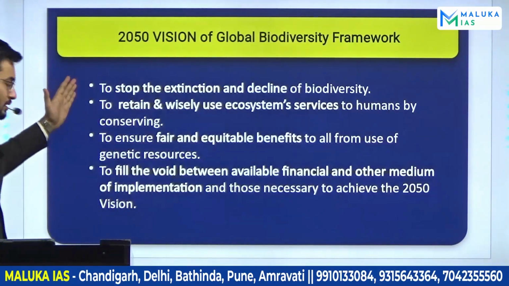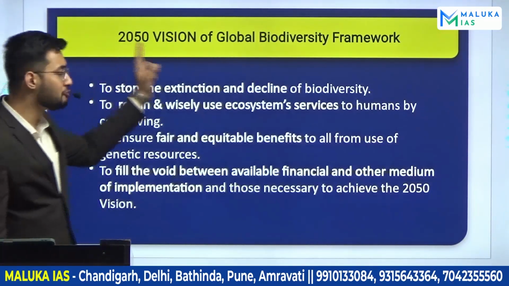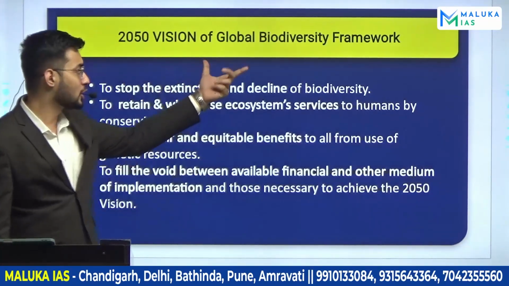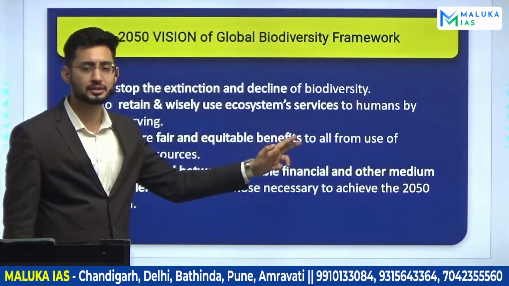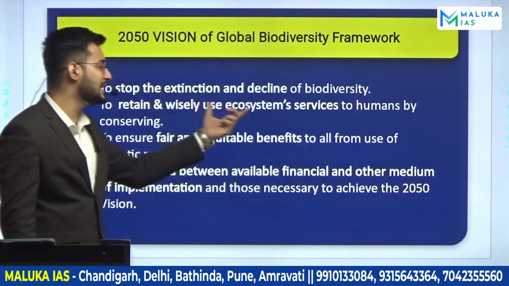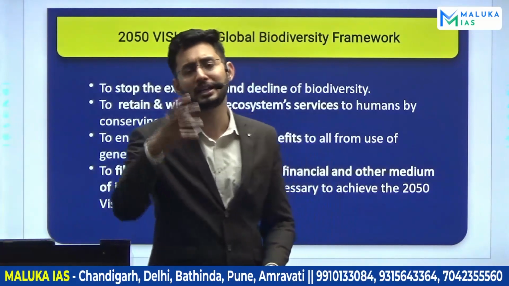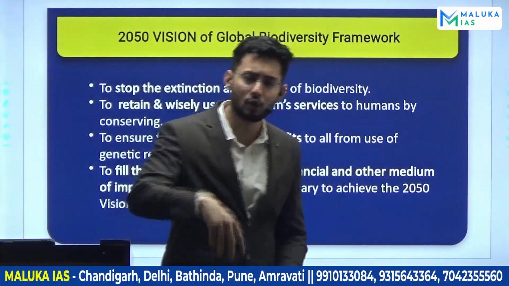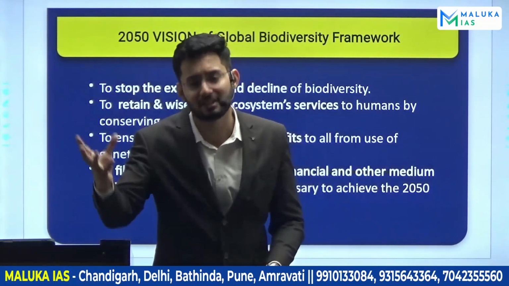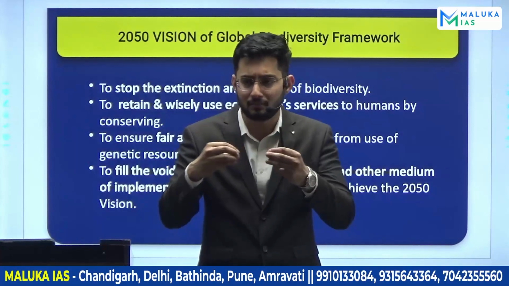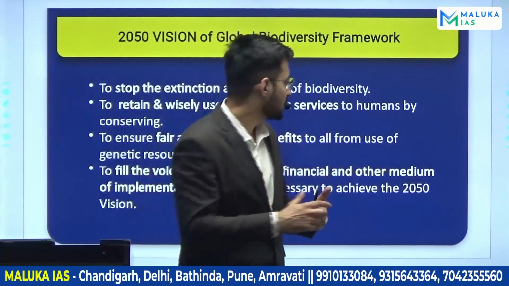So there are standardized 4 goals, 4 targets, which is called the vision of 2050 for Global Biodiversity Framework. The first one is to stop the extinction and decline of biodiversity. Then the other one is to retain and wisely use ecosystem services. Ecosystems provide you with many services like coral reefs. You go there, you have a dive, you have a look there, that gives you the cognitive development, that gives you something like supernatural and bilkul out of the world experience, right?